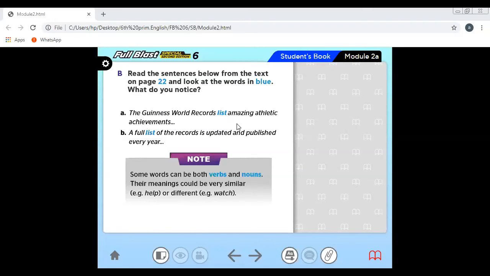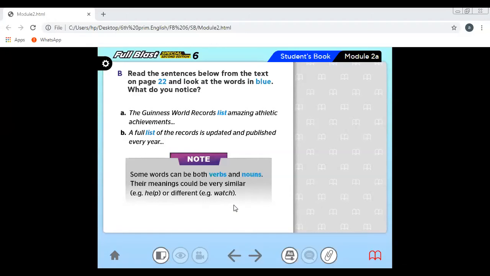List here is a verb. List amazing athletic achievements. It means to put in order. In B, a full list of the records is updated and published every year. Here, list is a noun. Some words can be both verbs and nouns. Their meaning could be very similar, like help. Can you help me? It's a verb. I need your help. It's a noun. The meaning is the same. But some words are different, like watch. I usually watch TV every day, or my dad bought me a watch yesterday. Here, the meaning is different.